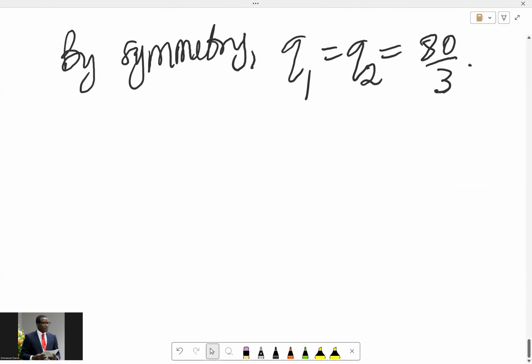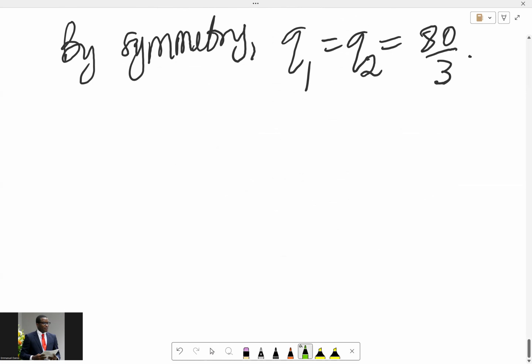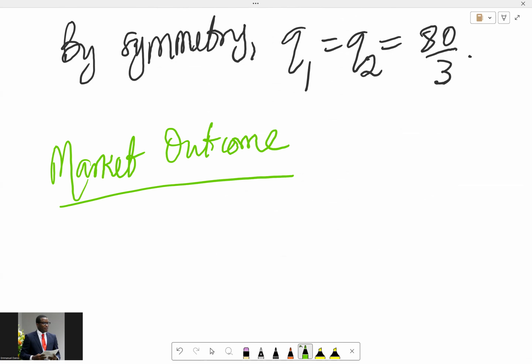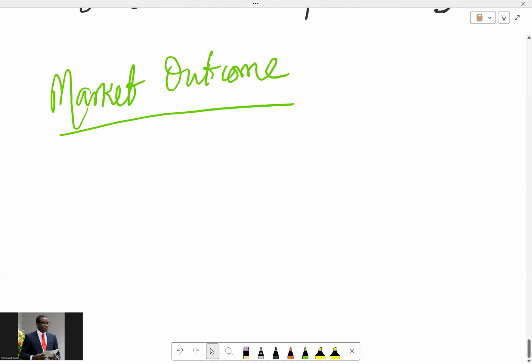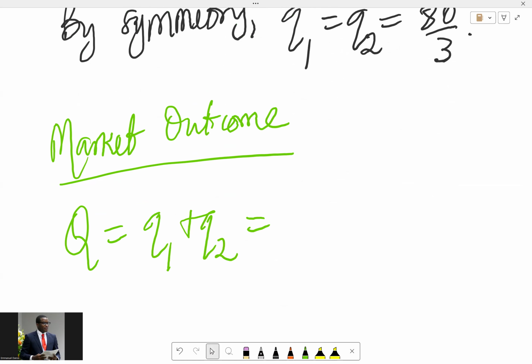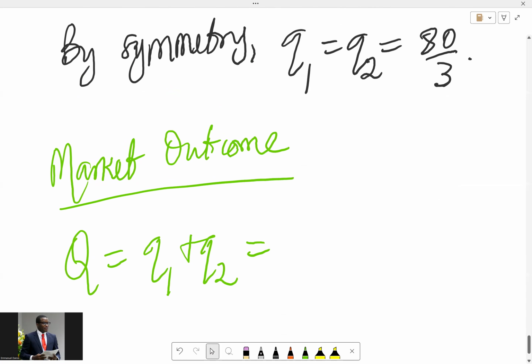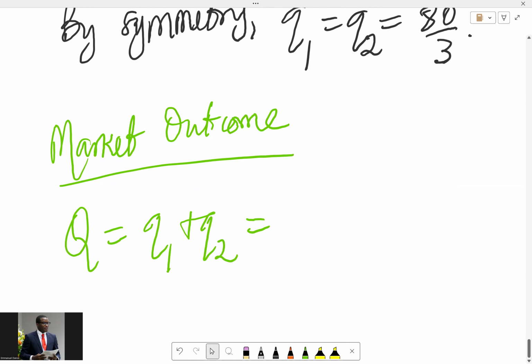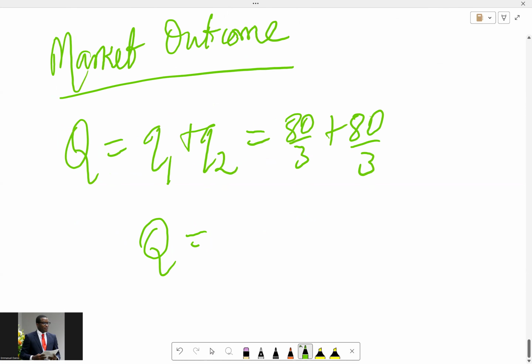So that goes. Next, we talk about the market outcome, the price and things like that. For the market outcome, Q is the first thing, for the quantity. That's q1 plus q2, which we already have. That means we have 80 over 3 plus 80 over 3. So that simply means that Q is 160 over 3.